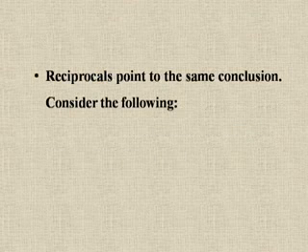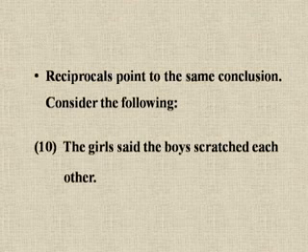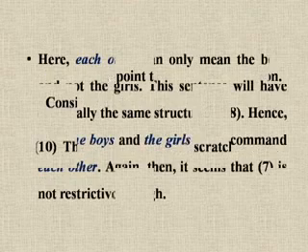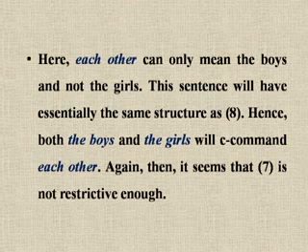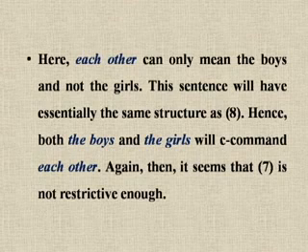Reciprocals point to the same conclusion. Consider the following. The girls said, the boys scratched each other. Here, each other can only mean the boys and not the girls. This sentence will have essentially the same structure as 8. Hence, both the boys and the girls will C-command each other. Again then, it seems that 7 is not restrictive enough.